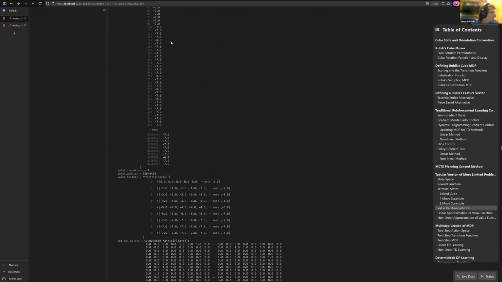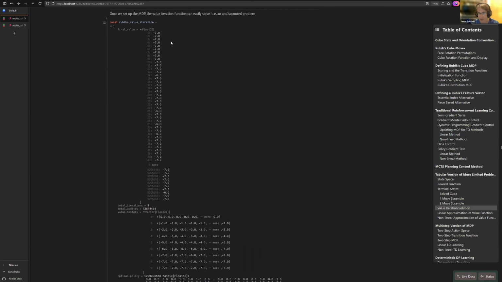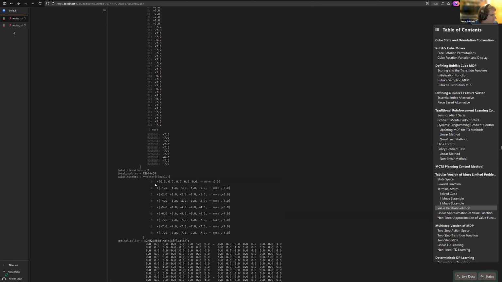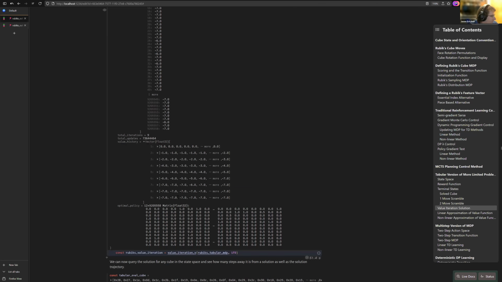are from a solution. You can see most of them are -7 because a lot of the 7 scrambles are 7 steps away from being solved. And also, this only took 9 sweeps through the state space. And then we also have the optimal policy, which here is totally deterministic, but it tells us for any of these 9.2 million states we're in, exactly what move we should make for the optimal solution.